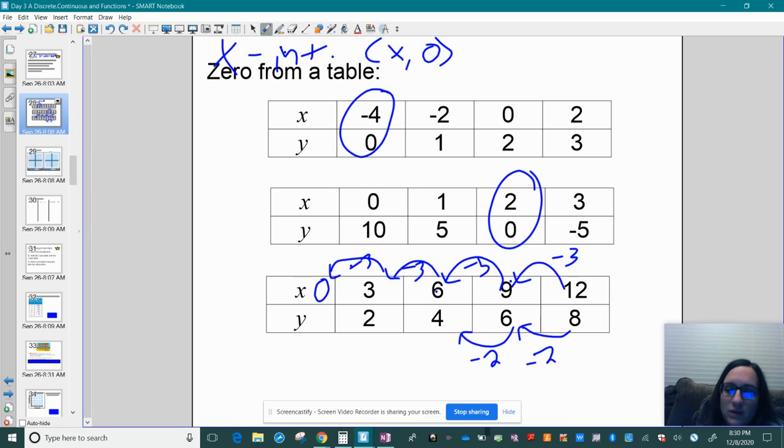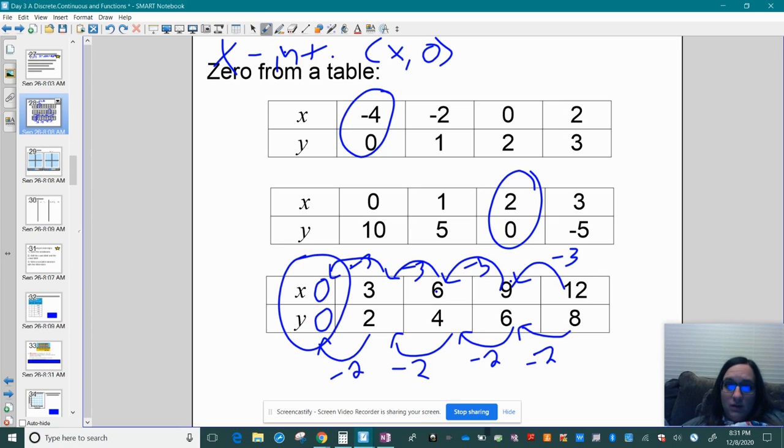6 minus 2 is 4. 4 minus 2 is 2. So all we have to do is 2 minus 2, which gives us 0. Oh, look. There it is. Our x-intercept happens to be at our origin, 0, 0.